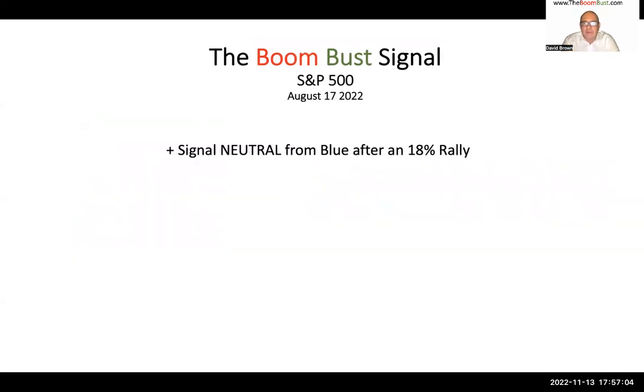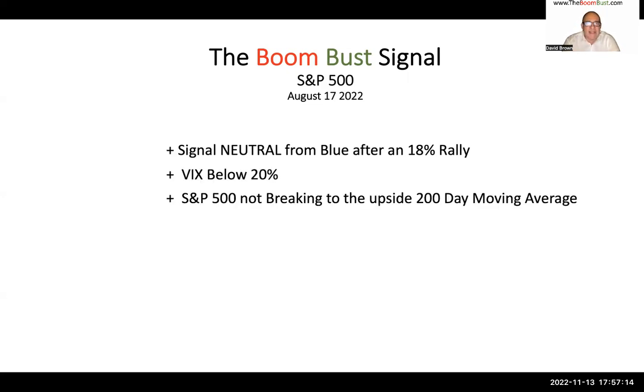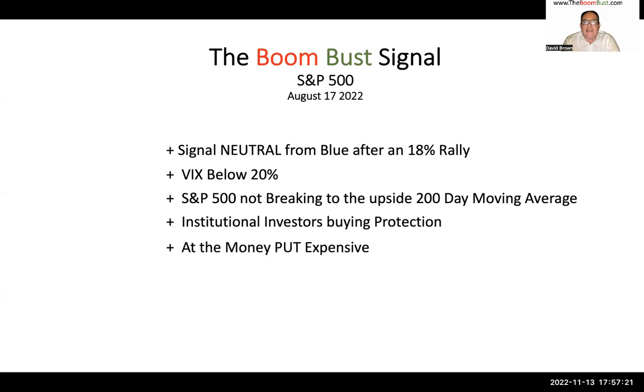So I was analyzing all this. This was going through my mind in August, and at the same time we were seeing an 18% rally on the S&P. The VIX was below 20%, and the S&P was flirting with its 200-day moving average. I knew that some institutional investors were buying protection because the VIX was very low, and it had been so low also in April of 2022.